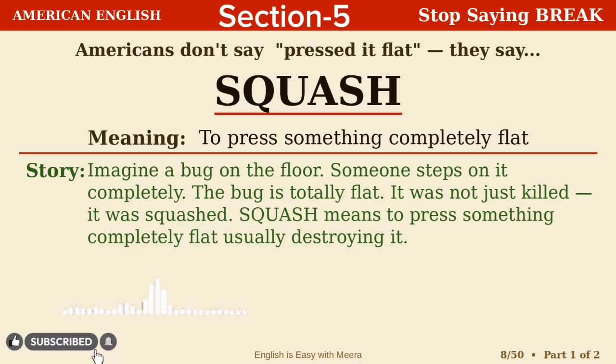8. Squash. Americans don't say, pressed it flat. They say, squash, meaning, to press something completely flat, usually destroying it.